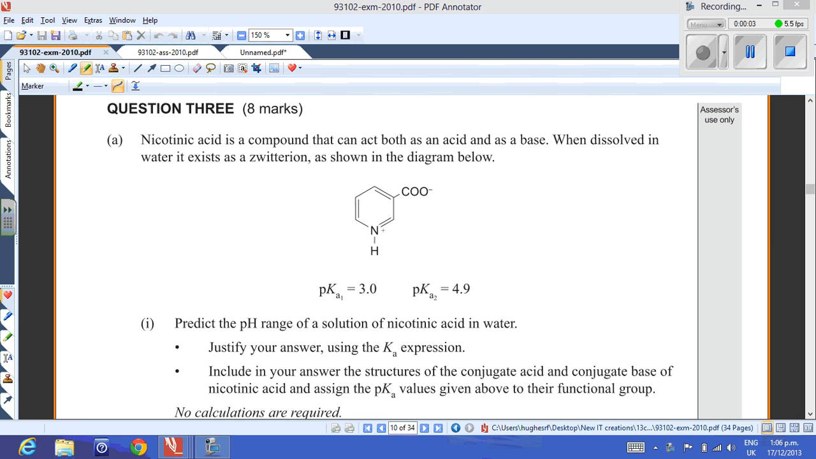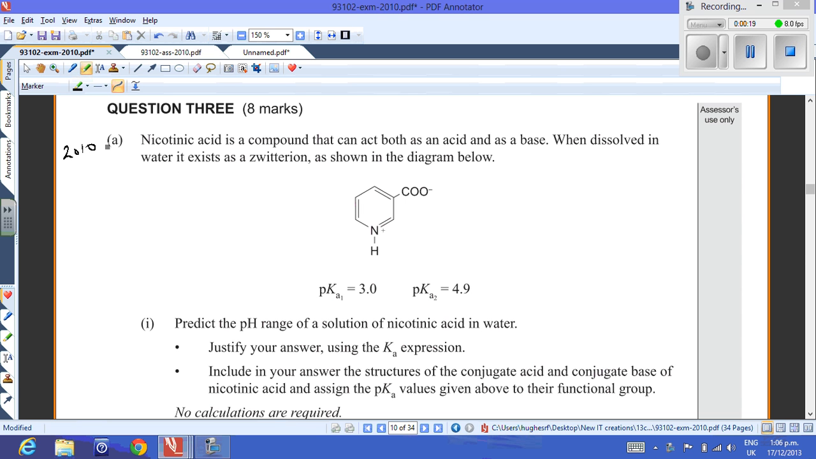Okay, so let's take a look at question 3 from the 2010 scholarship paper. This is question 3a, and I'll do a separate video for question 3b. This is all about Zwitterions.